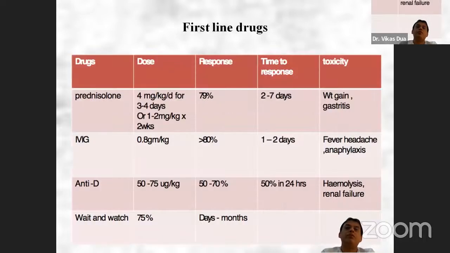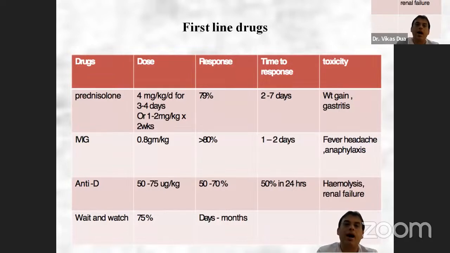Then these are the first line of therapy. In case a patient has got mucosal bleed, these are the medicines which you can use: prednisolone, IVIG, anti-D. Previously, we used to use a dose of 4 milligram per kg for 3 to 4 days, or 1 to 2 milligram per kg for 2 weeks. The response was seen in around 80% patients, and usually in 2 to 7 days, you see a response. But ASH has changed the dosage schedule.